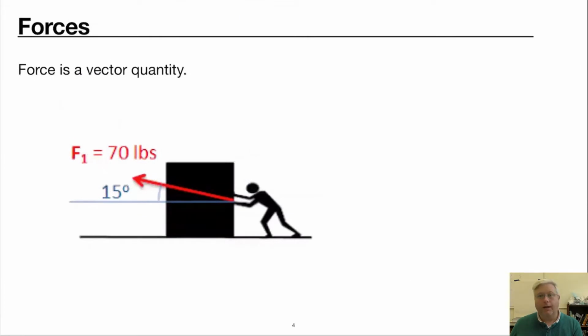Force is a vector quantity, which we're very familiar with. And so we know that a vector is something that has both magnitude and direction. And so we can see here, we have a magnitude of 70 pounds. And we can see that there's a direction. We can see it's being pushed to the left, but not quite to the left. With respect to the negative x-axis, it's moving with a direction of 15 degrees north of west. Okay.